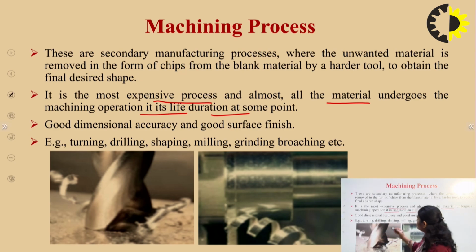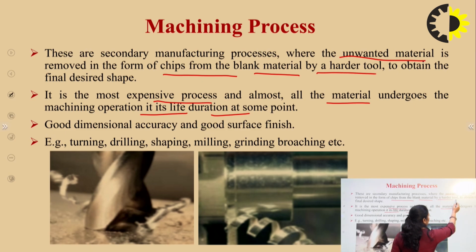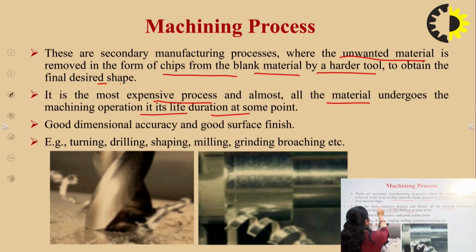Basically, here we produce the required shape and size by removing the unwanted material in the form of chips. Chips are basically the undesired material, and this is removed from the blank material or the raw material by a cutting tool, which is harder than the raw material, to obtain the desired shape.